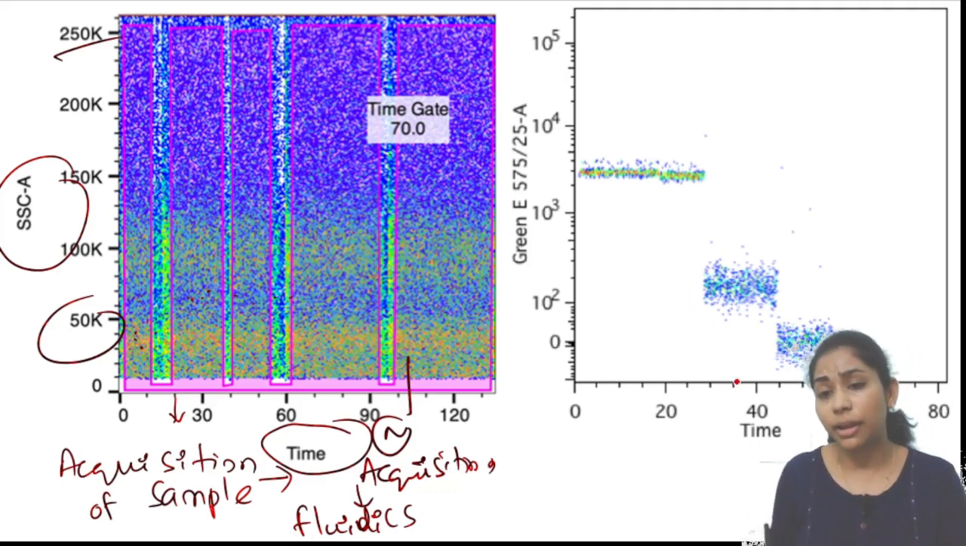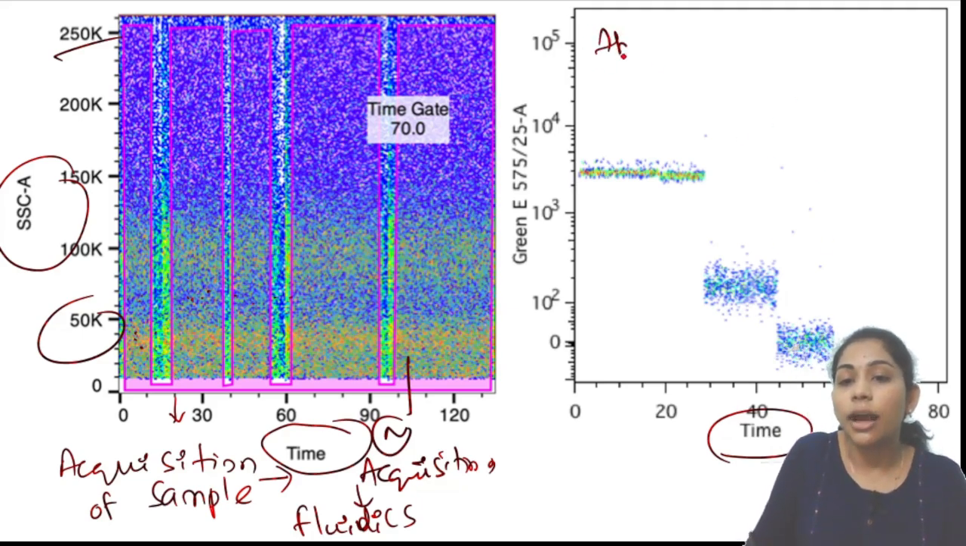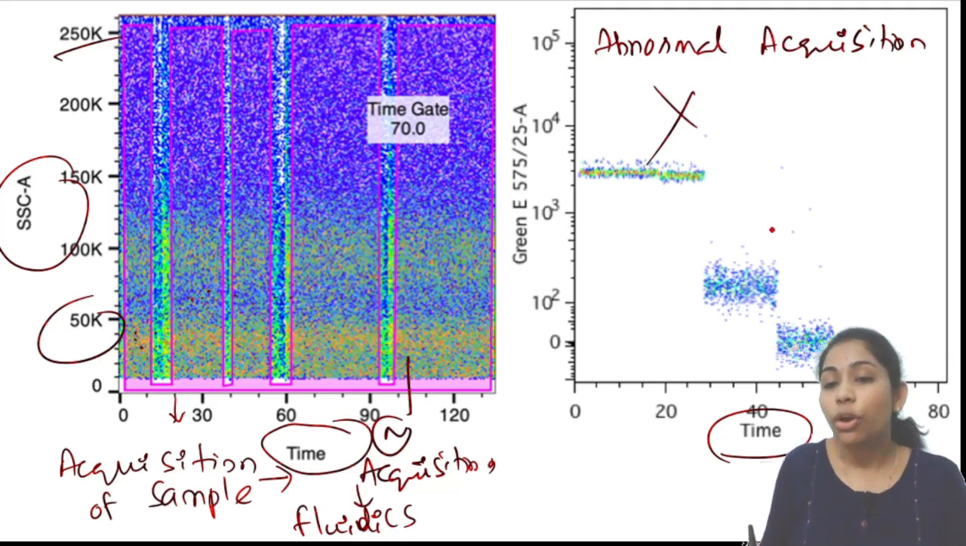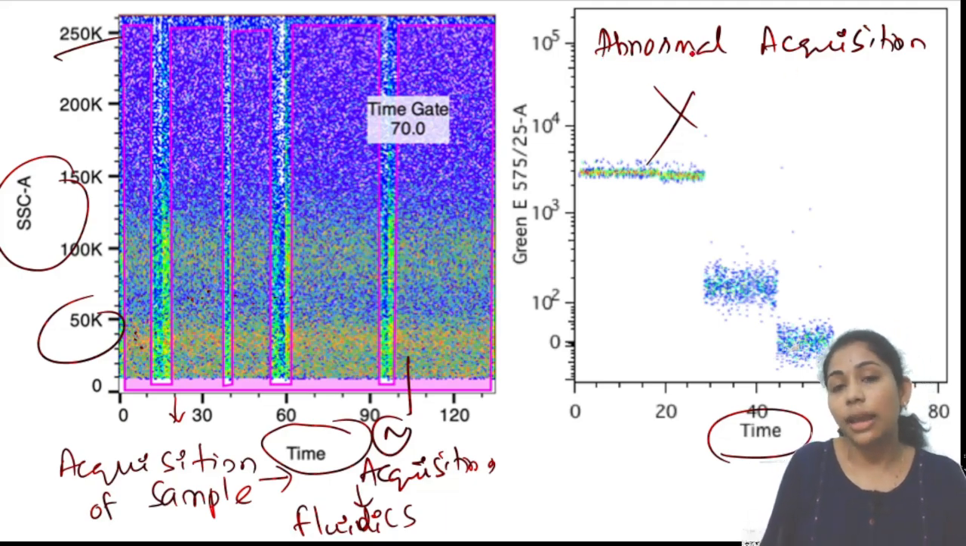And here I kept the same graph, time versus side scatter, from another flow. Can you see? Here some cells are coming, again there is a break, and here some cells are coming, again a break. If the graph is like this, this is abnormal acquisition. The acquisition is not normal here, and you should never interpret the flow when the acquisition is like this. If you don't see this plot and you start interpreting from the CD45 versus side scatter plot, then whatever you report for the flow is absolutely wrong. So always start from this time versus side scatter plot. You have to make sure the acquisition is proper.